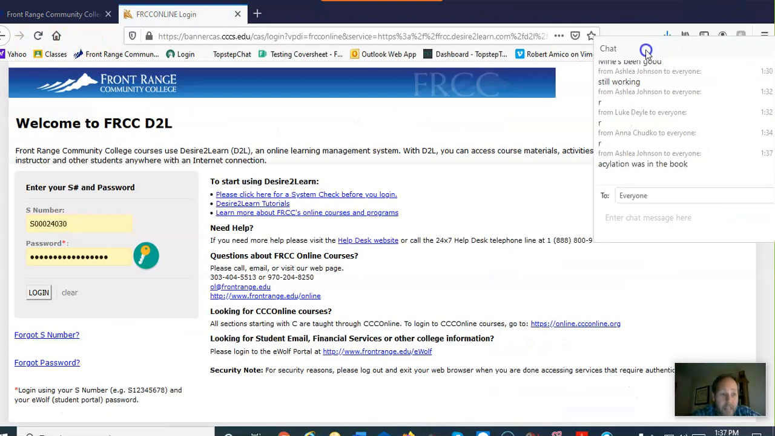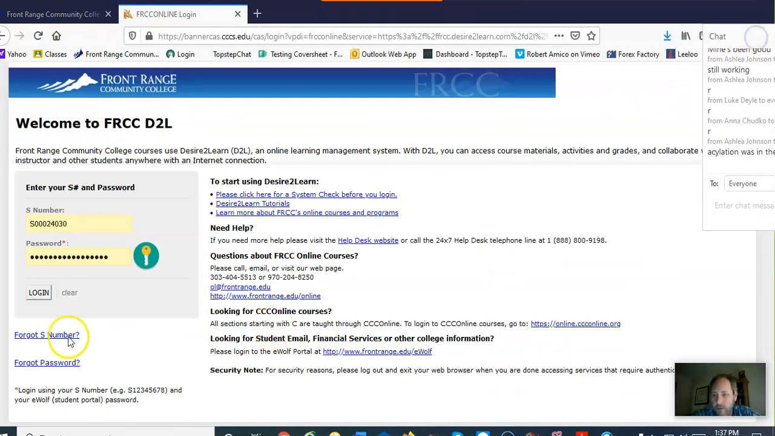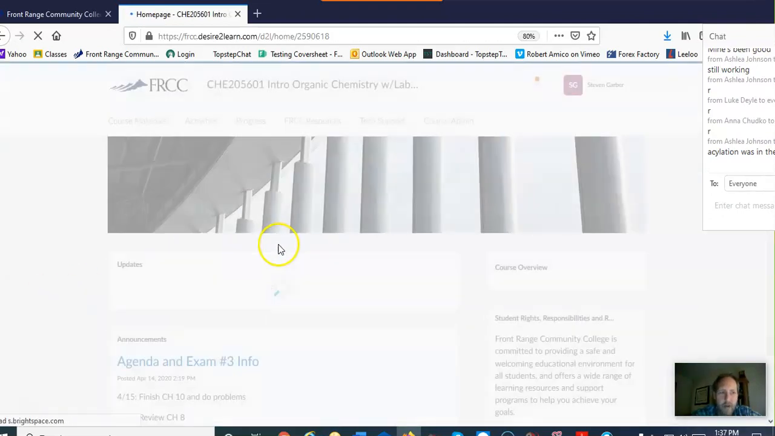So the acylation was in the book. Those sellouts. That's cheap.